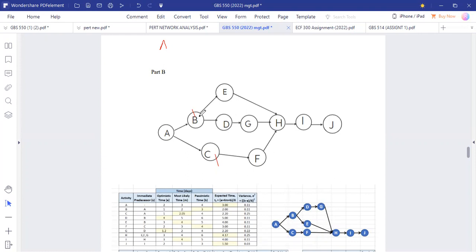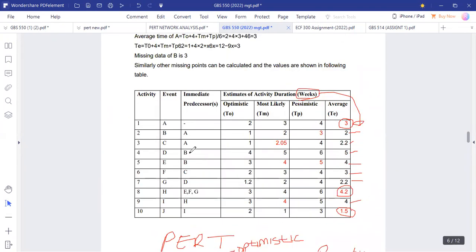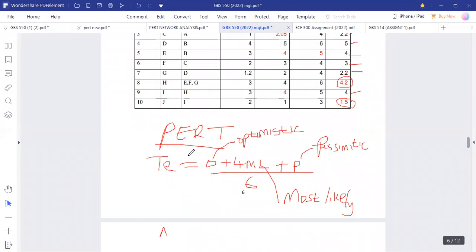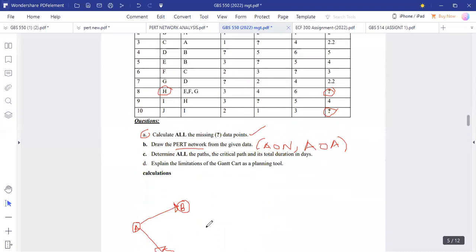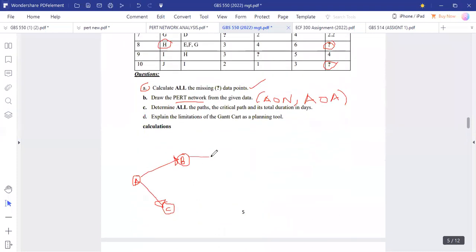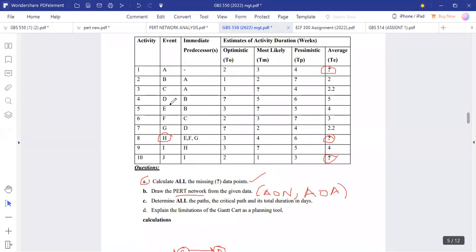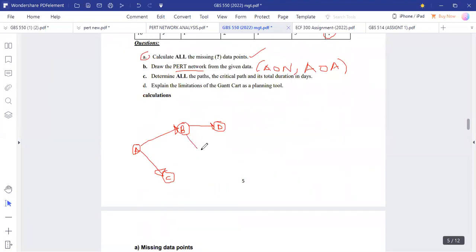Now, after B has completed, let's check out what is happening. After B, there is a D. So there is a D, and after that, there is an E. Even if it comes this way, you can have a D here, and also there is an E. So you have E here. This is it after activity B has completed.